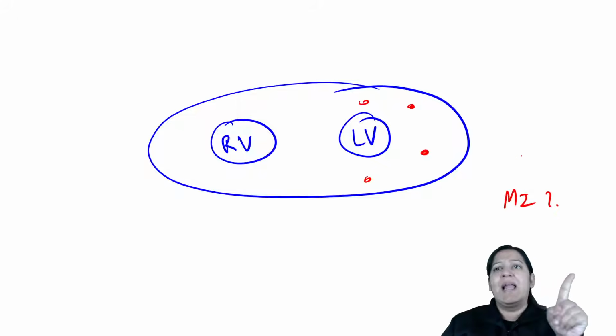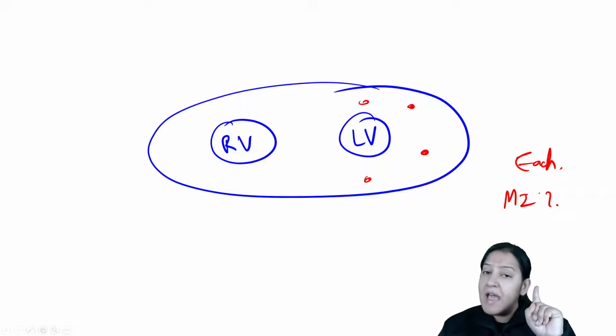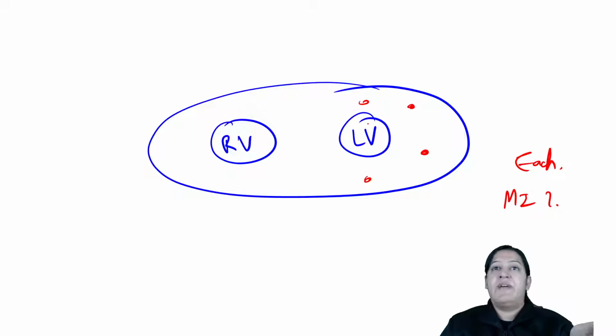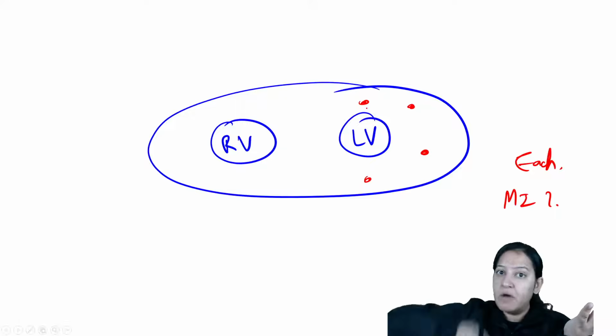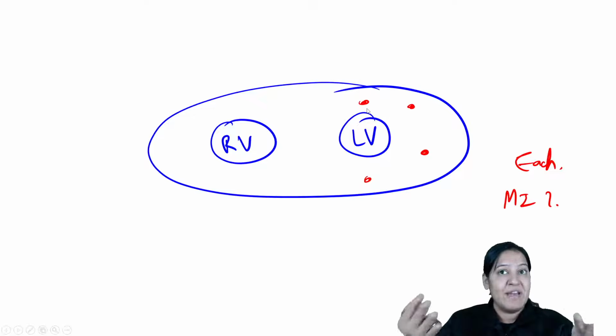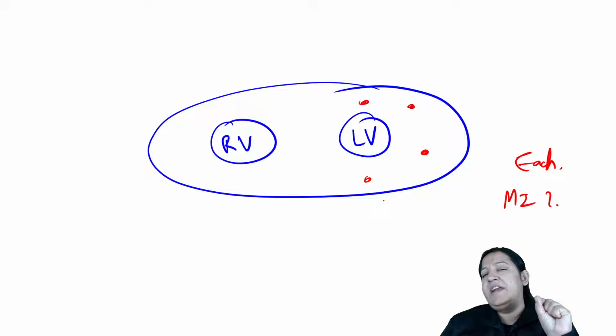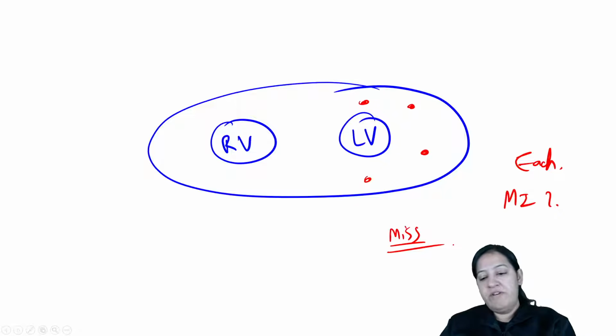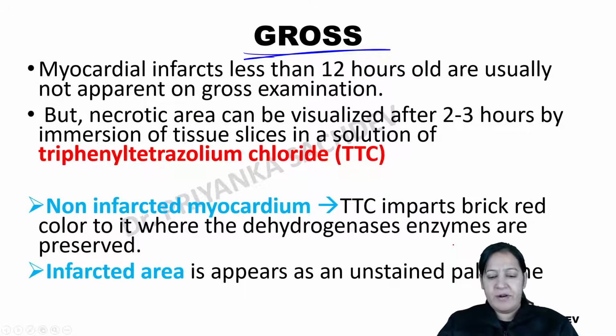So in each slice, I have to look for it with the help of a magnifying glass. So it is a very difficult job. You will say, ma'am, a number of slices are there, and using a magnifying glass we have to look for a small infarcted area. So sometimes there is a chance we can miss it. Yes, of course, there is a chance we can miss it. So what will we do? There is an easy thing for that.